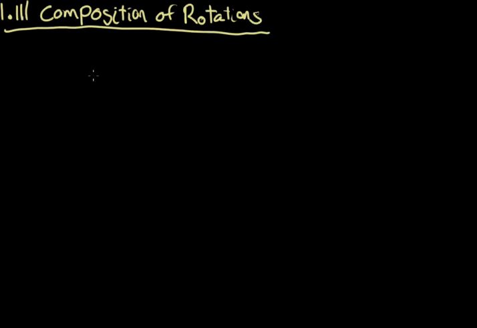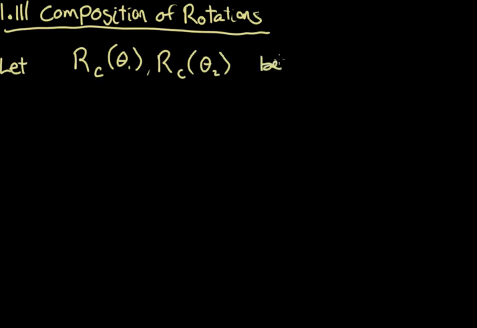So let's say we have two different rotations. I can't think of the word right now. We'll call r sub c of theta sub 1 and r sub c of theta sub 2. We'll say let these be two separate rotations.